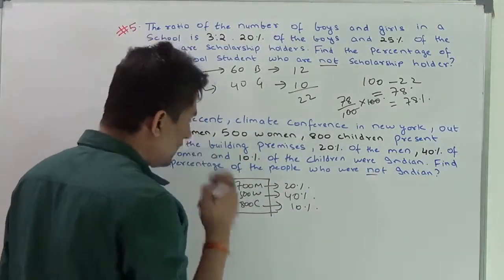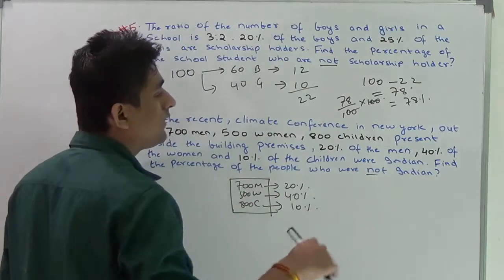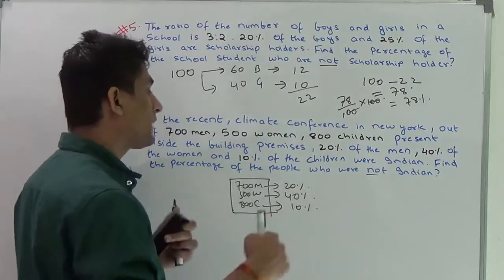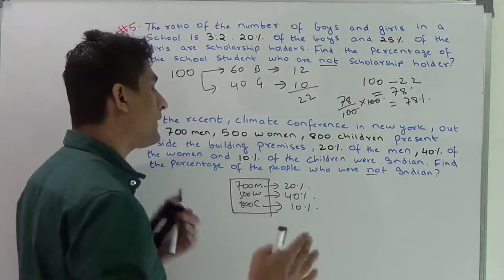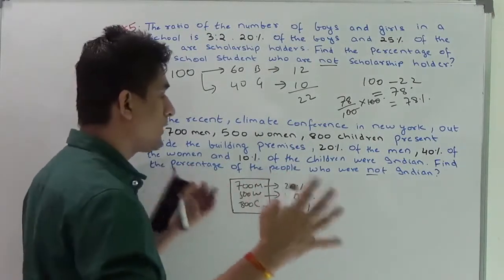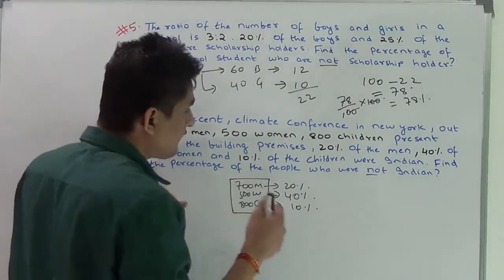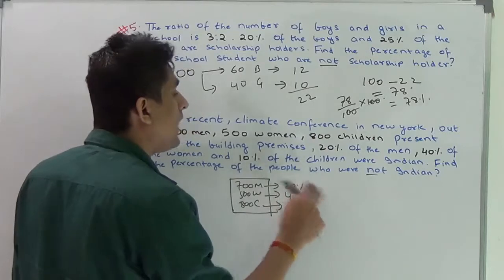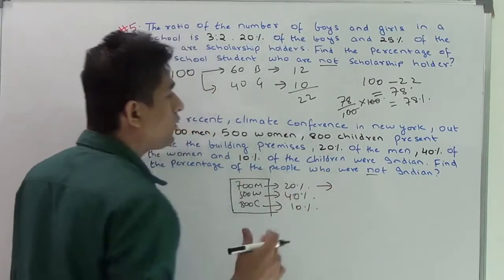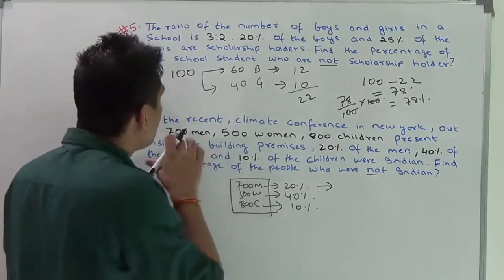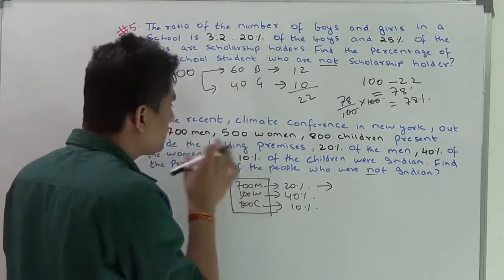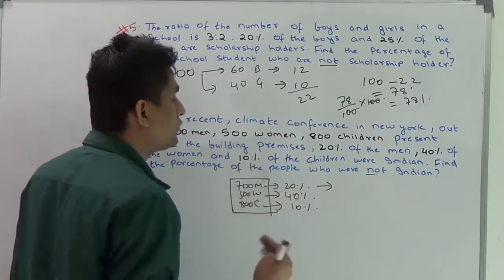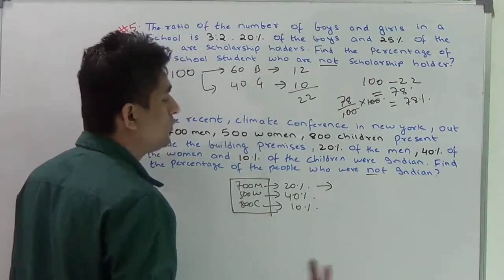Again, not Indian, so I can do it either way. Either I calculate the number of people who are not Indian directly, or I calculate the total number of people who are Indian and subtract it from the total number of people present there. So I am calculating the total number of people who are Indian. Here I will not do any general value substitution, because absolute, fixed values are given. For 700 men, 500 women, there are fixed values given, so I don't have to assume anything.